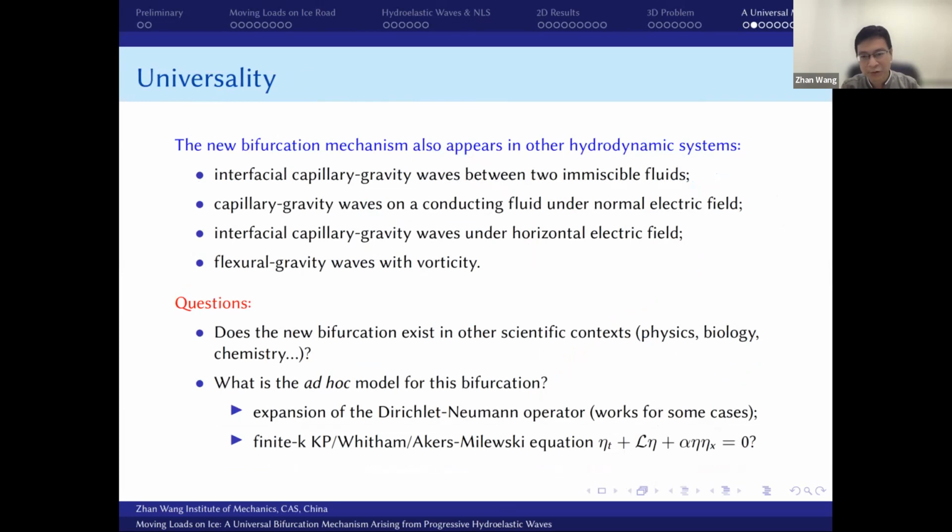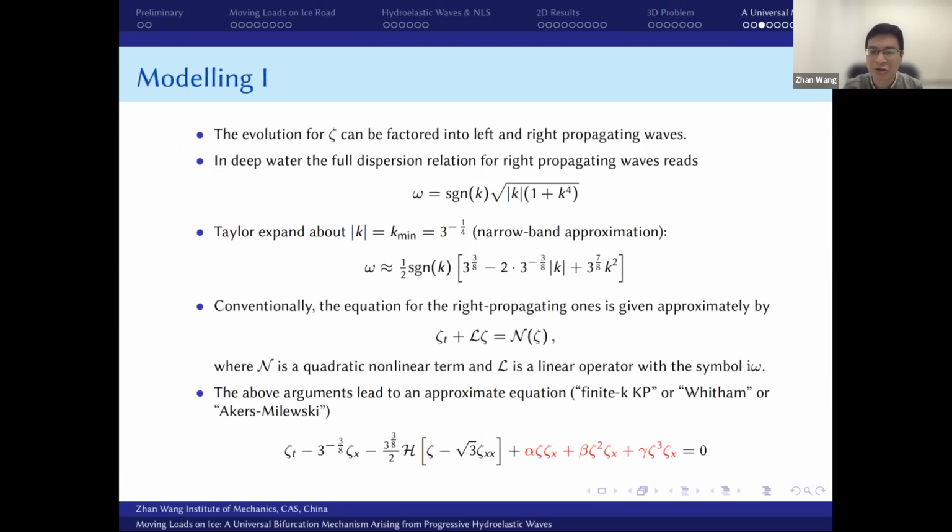And the question is, is it possible to find ad hoc models that describe this new bifurcation? Is it possible to find a simple model, like nonlinear Schrödinger? But nonlinear Schrödinger doesn't work anymore, right? Because it cannot describe large amplitude solitary waves. So the models that we proposed recently are a sort of finite KdV, Whitham or Akers-Milewski model. Such models are just a wave equation with some nonlinearity added, but we have to carefully choose the nonlinearity and carefully choose the linear part.